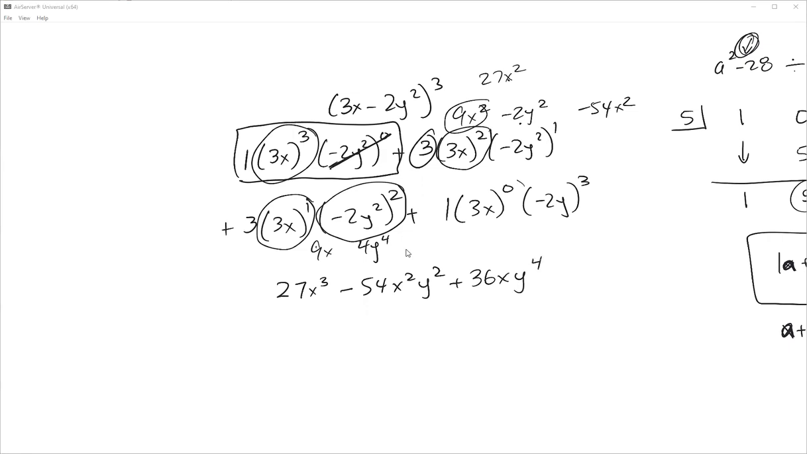And then this is 1 times 1. Sorry, I did the exponent first, my bad. It'll be negative 8y cubed multiplied by 1, multiplied by 1, so minus 8y cubed. And that is your final answer.